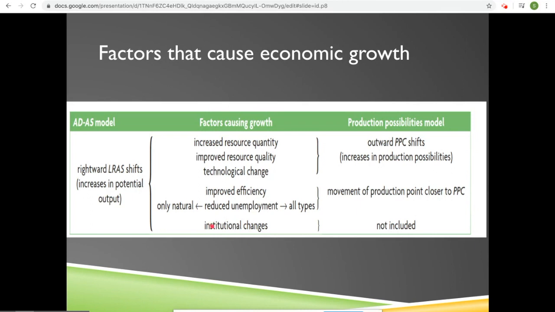And if there's improved efficiency and there's reduced unemployment, that would also cause growth. And institutional changes, that is, changes made by the government in terms of policies, etc., is also going to lead to economic growth. Now, this improved efficiency and reduced unemployment can be shown as a movement of production point closer to PPC because you're not actually adding any more resources, you're just improving the efficiency of those resources. Okay? And all types of unemployment gets reduced. But when we talk about the ADAS model, we are just showing natural unemployment getting reduced and not all types.